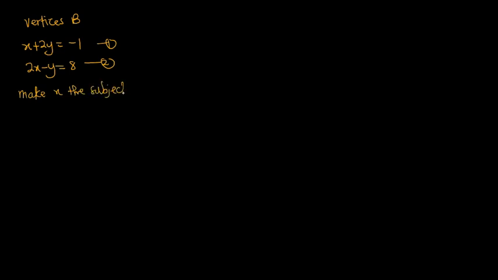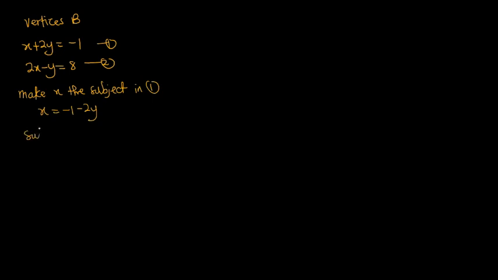So for vertex B, we have to solve the equation x plus 2y is equal to -1. This is our equation 1, and our equation 2 will be 2x minus y is equal to 8. Now, if you look at what we have over here, we can solve these equations simultaneously and find our answer. So the first thing I'll do is make x the subject in equation 1. That will give me x is equal to -1 minus 2y.